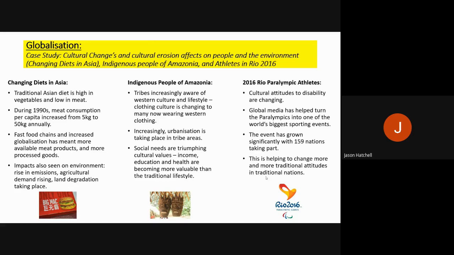It's grown every single time it's happened, and there are now 159 nations of the world which take part. And all of this, particularly the media outlook on it, has enabled more traditional attitudes to change towards disabilities and Paralympians. So that is a positive impact worldwide on people's views of cultural change. So that is a roundup of your examples throughout the cultural change case study in terms of impacts on people and the environment.